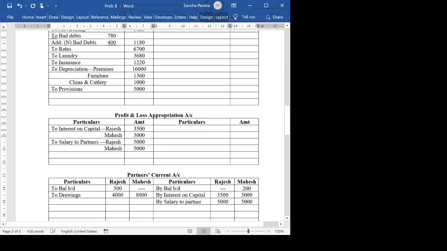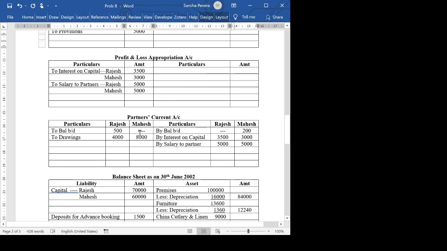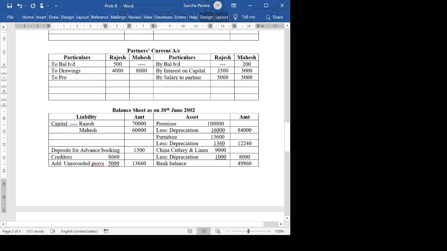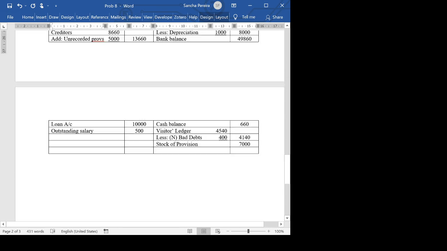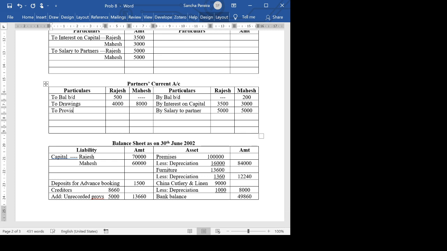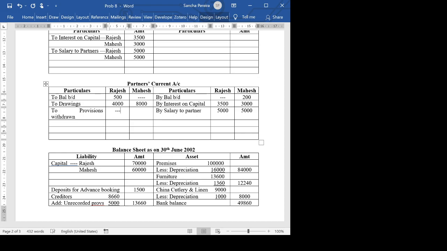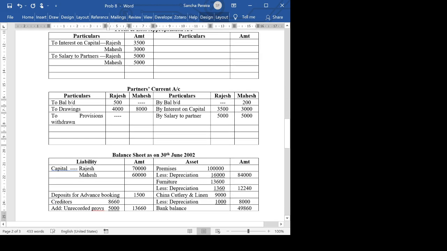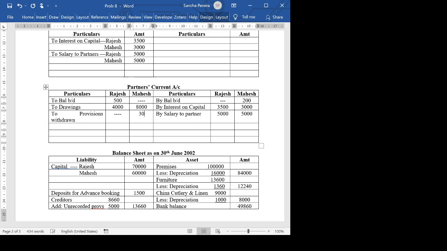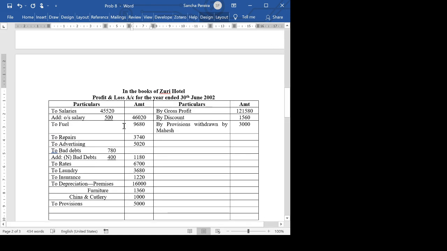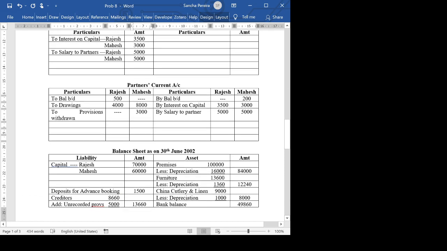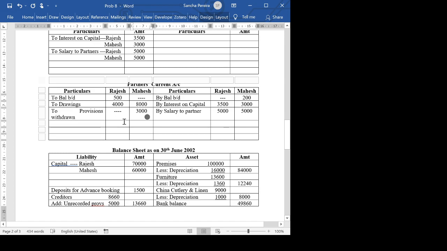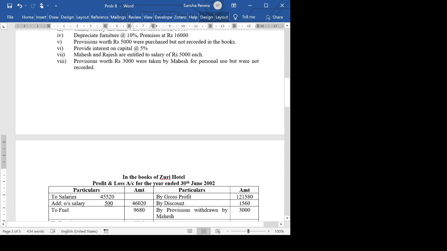And similarly we have drawings here. So besides these drawings of Mahesh, 8,000, we also have additional drawings. You can say to provisions withdrawn, and only in Mahesh's column we will have an amount of 3,000. If you see, we have shown the debit effect and the credit effect. This is the credit effect this side, and here we have shown the credit effect and this is the debit effect. Like I said, every adjustment has to have two effects. One is the debit effect and one is the credit effect.